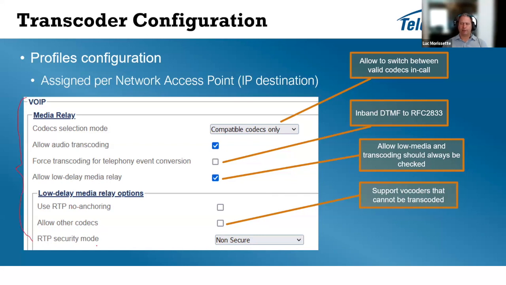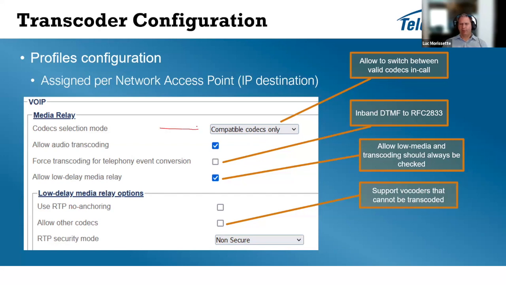So I just extracted this from the profile, which is pretty extensive. And then you can do some tuning here. First is allow audio transcoding, which is on by default. So you just make sure that this is enabled, and also allow low media relay. This means you can use direct connection on RTP. If you remove this, it will always use a transcoding device for your communication. So normally these two checkboxes should always be marked, and by default they are always marked.